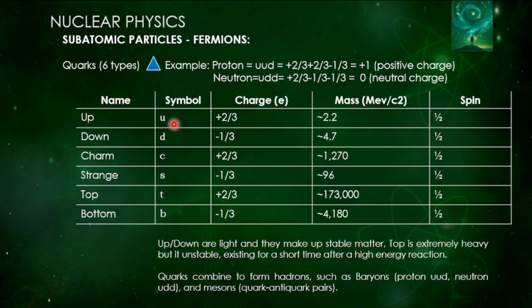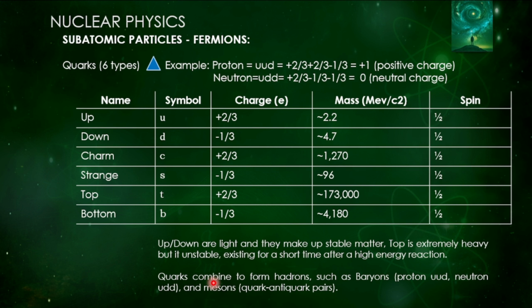Now, up and down form baryons, which are like the protons and neutrons. What do we mean by that? The proton and neutron are made of even smaller particles, the up and down flavors. So a proton is made of up, up, and down. If you add up the charges, +2/3, +2/3, -1/3, it gives you +1, a positive charge. As for the neutron, it's made of up, down, down, so +2/3, -1/3, -1/3. You sum it up and you get a neutral charge, which is the charge of the neutron.